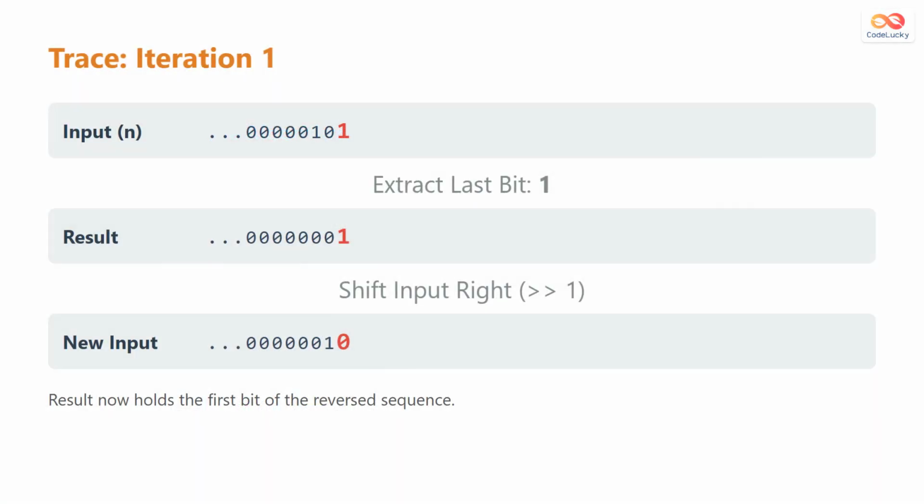Let's trace the first iteration. Suppose our input ends in a 1, we extract that 1. Our result becomes 1. Then, we shift the input to the right. The one we just handled disappears, and the next bit moves into the last position, ready for the next cycle.